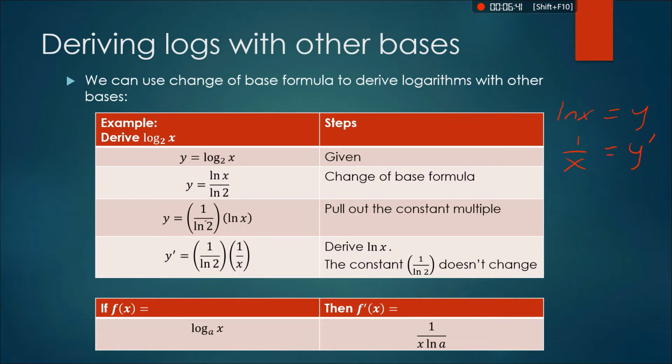1 over ln 2 is just a constant, so now I can derive this normally with our rule for natural log. So if I derive natural log x, I get 1 over x, and my constant in front will stay the same. Okay, so that gives us our new rule. If I had a log base a of x, the same process would happen, only my 2's would be a's, which would give me 1 over x times ln a.